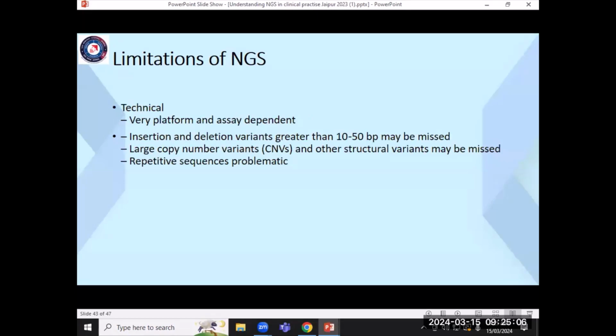On the technical side, of course, every assay is platform and assay dependent, and sometimes large alterations can be missed. Nowadays, more and more companies are coming up with more inclusive kits that include larger deletions, but larger structural chromosomal aberrations can still be missed. And sometimes when you have too many samples with copy number variations, the bioinformatic pipeline may miss those, because they always claim a certain sensitivity in picking up CNVs. Suppose in a batch you have 10 to 15 cases, all with an amplification, you may miss some of those cases. So those are the caveats.